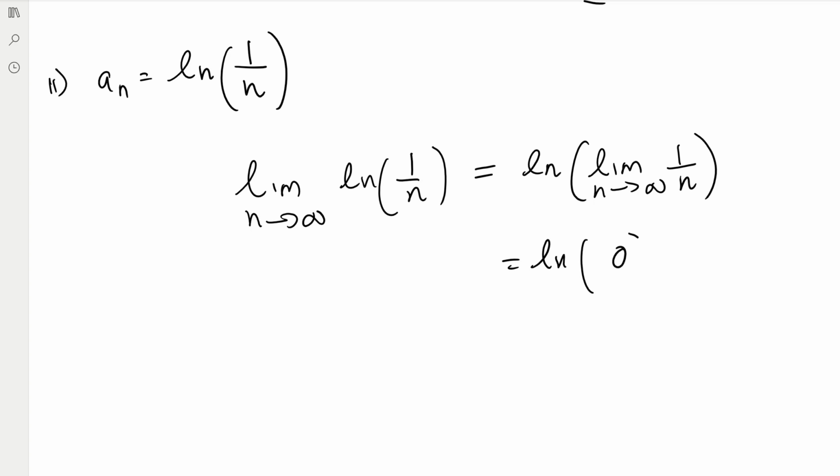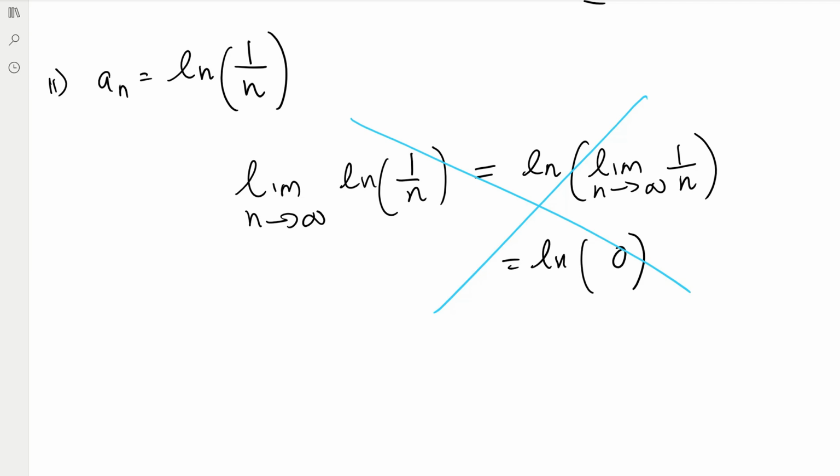Limit is 0. Okay, now you have to pause here and think whether the function natural log x is continuous at 0 or not. Well, what do you think? No, natural log x is not continuous at x equals 0, because natural log x is not defined at x equals 0. Hence, you cannot use the trick. So this is an example where the trick fails.